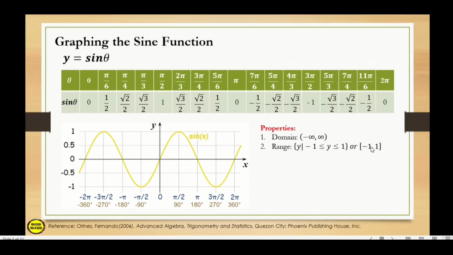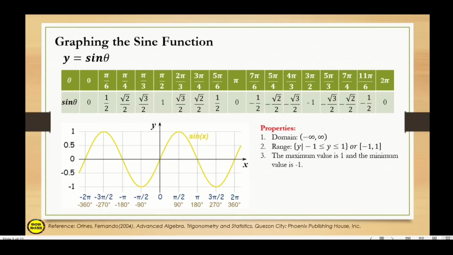Yung ganitong notation. Kapag ganitong symbol kasi, ibig sabihin kasama si negative 1. Pero kapag parenthesis yung ginamit nyo, magkaiba yon. Ibig sabihin hindi kasama. Kaya ganitong symbol dapat ang gamitin para masabi natin na kasama si negative 1 and positive 1.